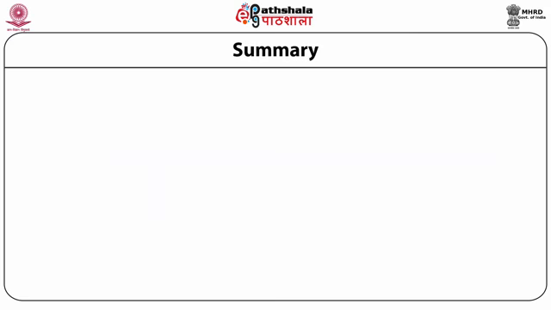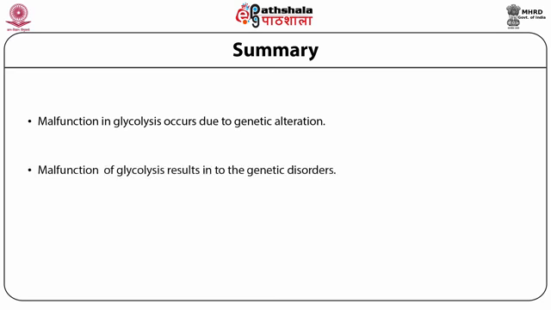In this chapter, we learn that the malfunction of glycolysis occurs due to genetic alteration. Malfunction of glycolysis results in genetic disorders. These unique diseases are quite varied in age of onset of symptoms, morbidity and mortality. These diseases are classified according to their individual enzyme deficiency. Each of these enzymes regulates glycolysis.